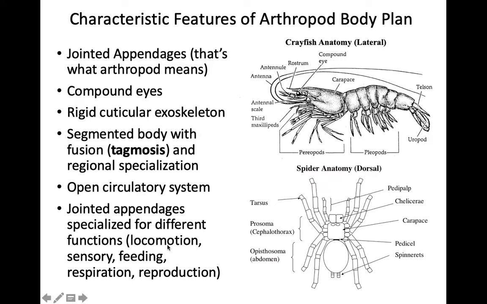These jointed appendages that we see in arthropods can be specialized for different functions, including locomotion, as here, sensory, as these antennae, feeding as in the mandibles, respiration, and reproduction back here.